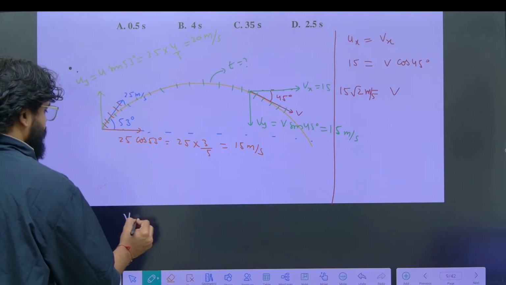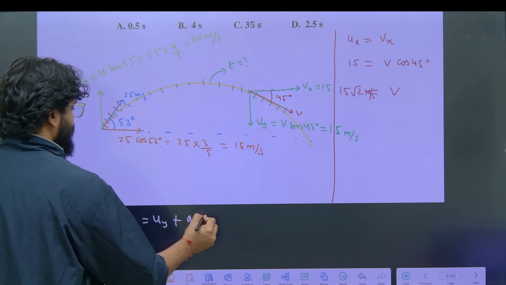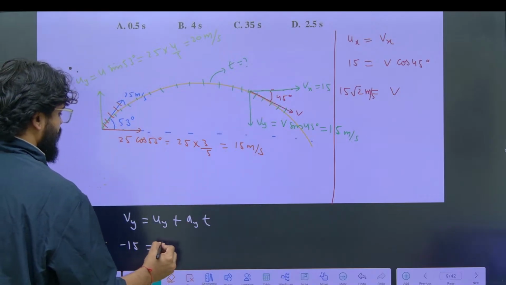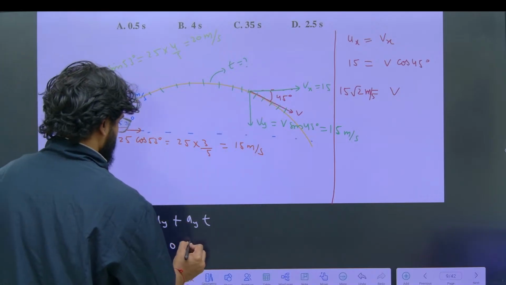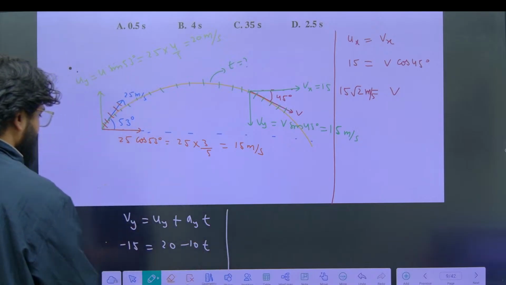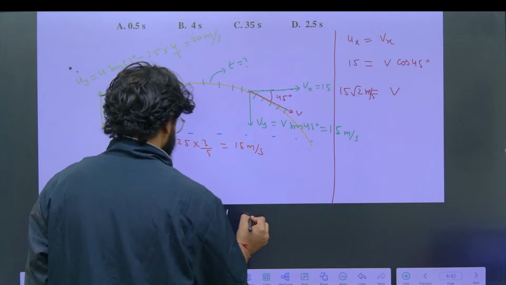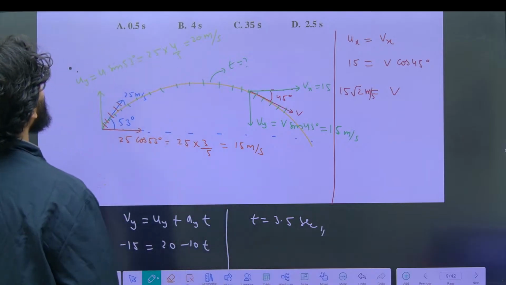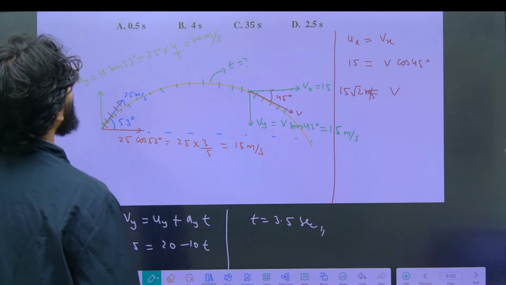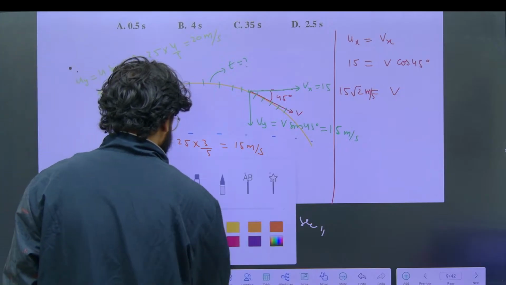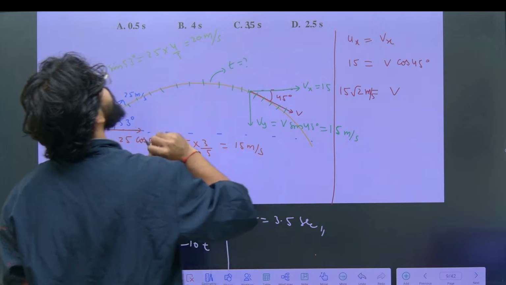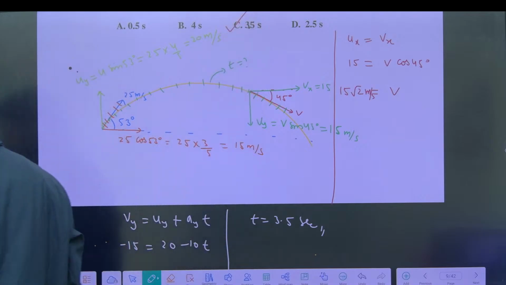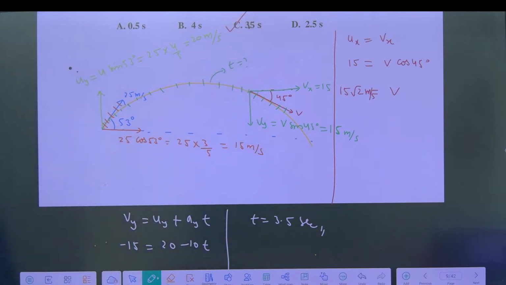So Vy equals Uy plus Ay into t. Vy is negative 15. Why negative 15? Because it is coming down. Uy is 20, minus 10 into t. Just solve this and we will get the answer. So the answer is coming out as t equals 3.5 seconds. So basically there is a little misprint over here. It should be 3.5. So the correct answer over here is the option Calcutta.